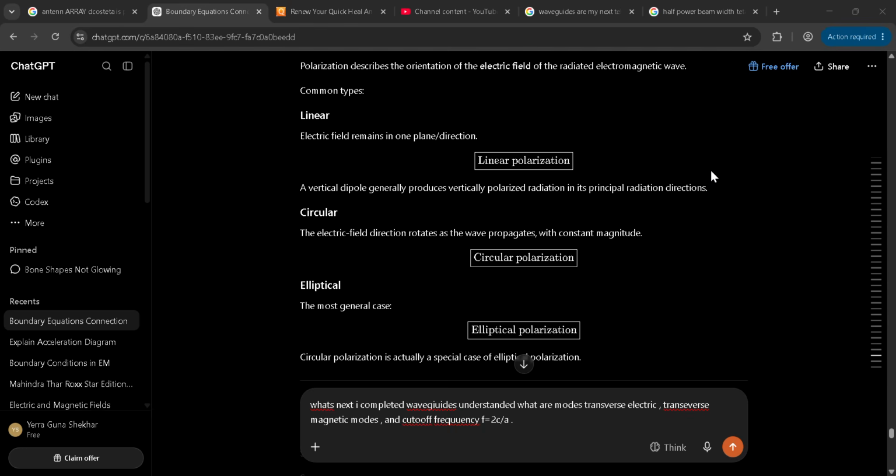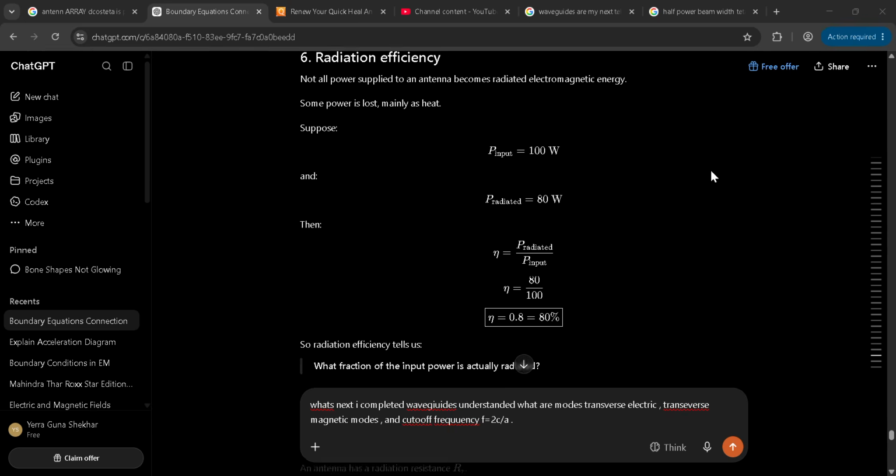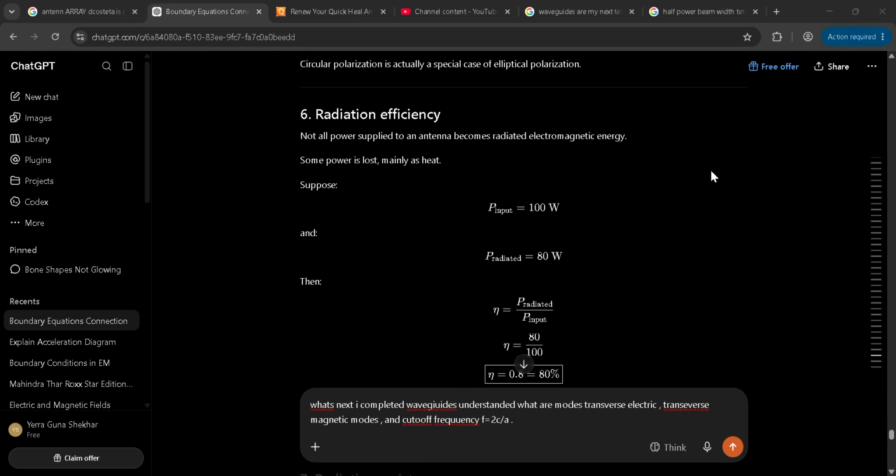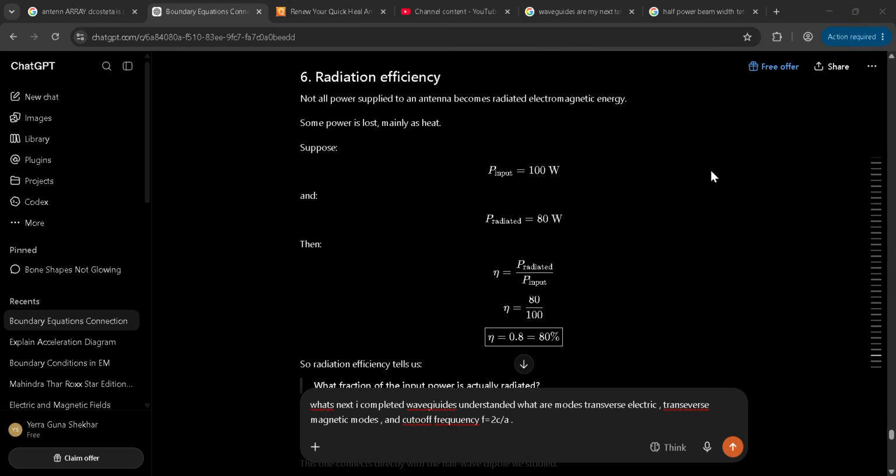Radiation efficiency. Not all power supplied to an antenna becomes radiated electromagnetic energy. Some power is lost, mainly as heat. Suppose P input equals 100 watts and P radiated equals 80 watts, then eta equals P radiated divided by P input, eta equals 80 by 100, eta equals 0.8, equals 80%. So radiation efficiency tells us what fraction of the input power is actually radiated.